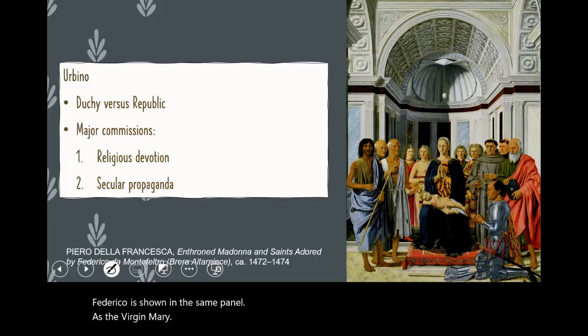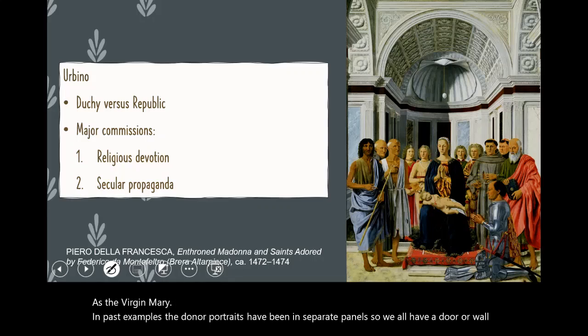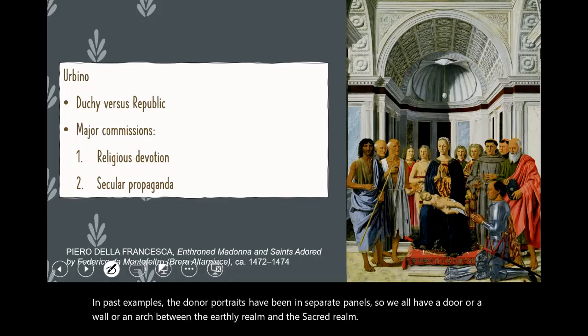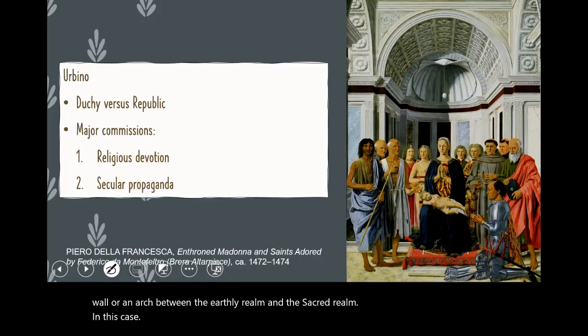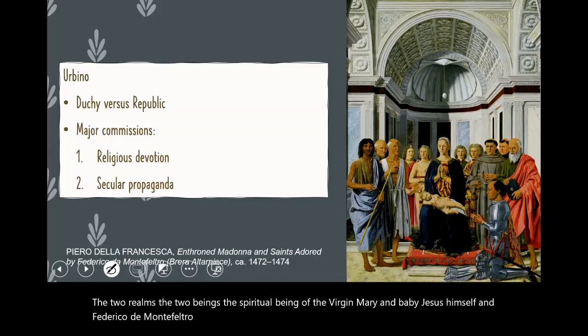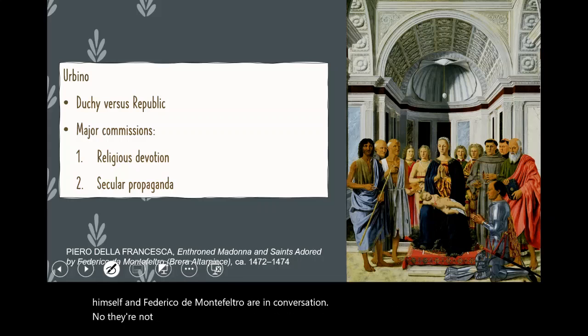In past examples, the donor portraits have been in separate panels. So we all have a door or a wall or an arch between the earthly realm and the sacred realm. In this case, the two realms, the two beings, the spiritual being of the Virgin Mary and the baby Jesus himself, and Federico da Montefeltro, are in conversation. No, they're not speaking, but they're in the same space. So the conversation is metaphorical.